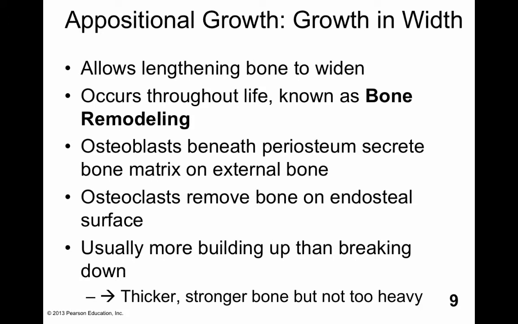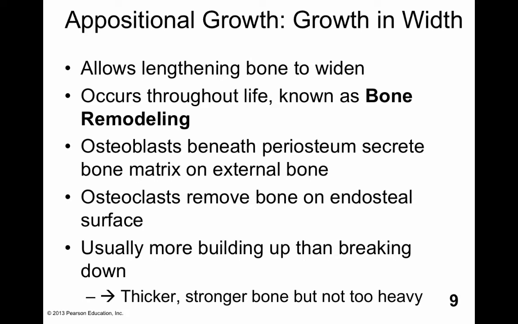So let's talk about appositional growth. As lengthening bones continue to grow, appositional growth will allow them to widen. This can be known essentially as bone remodeling, and bone remodeling happens all through our adulthood. Basically, osteoblasts are beneath the periosteum. They secrete bone matrix on the external part of the bone.